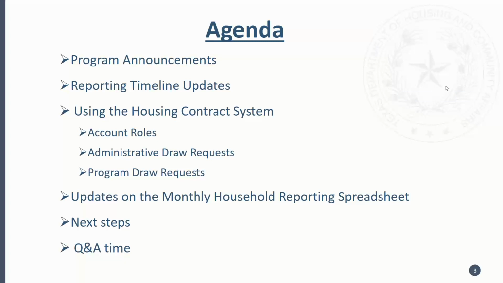In addition to the reports that will go in the housing contract system, we also have that backup monthly household reporting spreadsheet. This is a list of every household that was served, with all the data that the Treasury Department wants us to collect, and whether they have received any specific direct payments. Then we'll go through next steps, getting everyone access to their contracts and their housing contract system portals, and hopefully we've got plenty of time for Q&A. I know we set this meeting for 2 hours. I don't think we're going to need all of that time, but it's there just in case. So with that, let's get started with some program announcements.